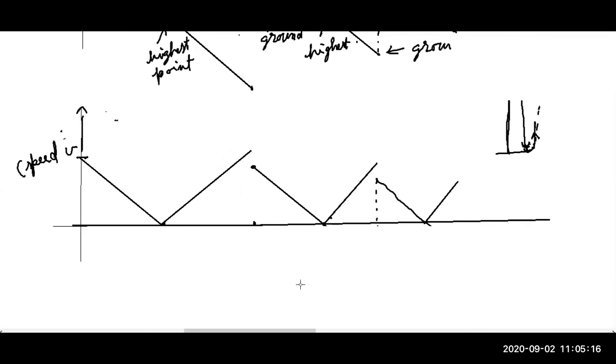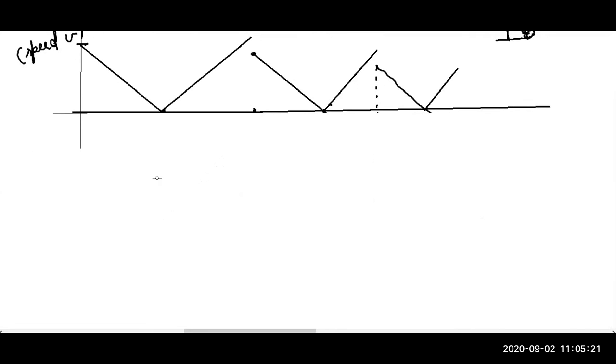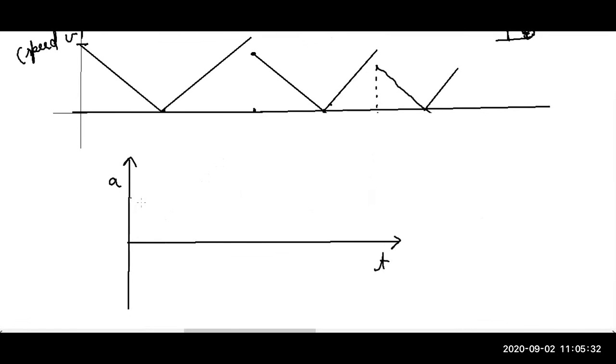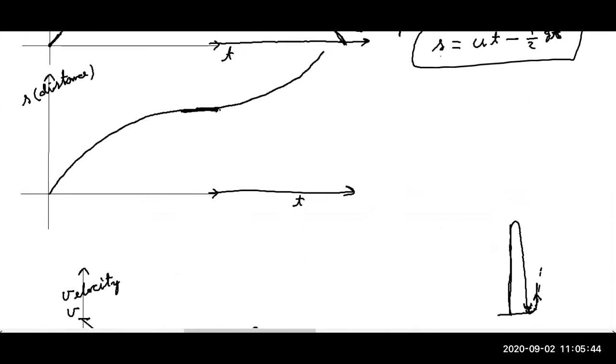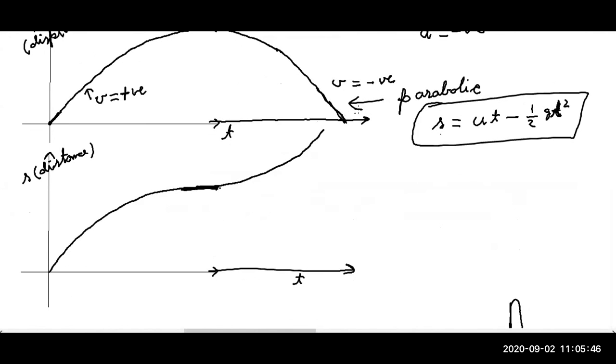And what about the acceleration-time graph? The acceleration-time graph will always be the same. It is not going to change. If you draw the acceleration-time graph, it is going to be constant, a negative constant, minus g. So it will be like this. Okay, one more graph we can draw. In the displacement graph, after the second collision with the ground, it may go like this.